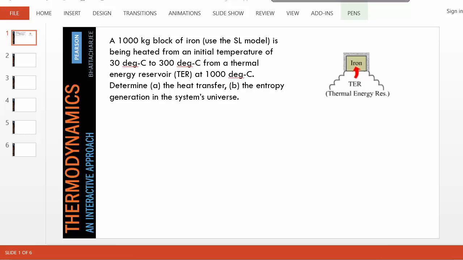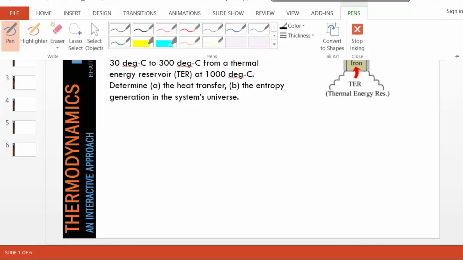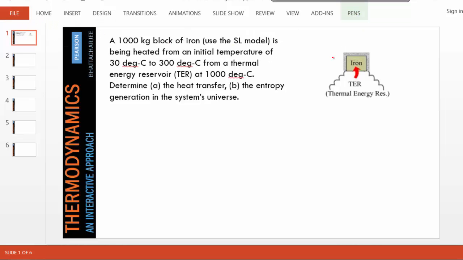Okay, we'll begin our closed process analysis with a very straightforward problem. We have a large chunk of iron that is being heated from 30 to 300 degrees Celsius by heat coming from a reservoir known as a thermal energy reservoir. We are supposed to find the heat that is needed for this purpose, heat transfer, and the entropy generated in the system's universe. So that's what we are drawing.